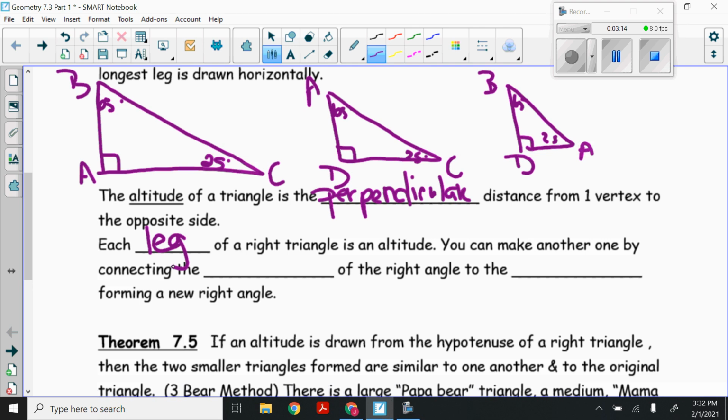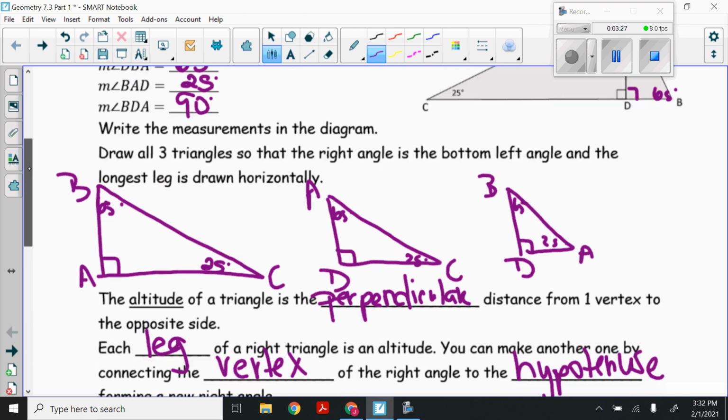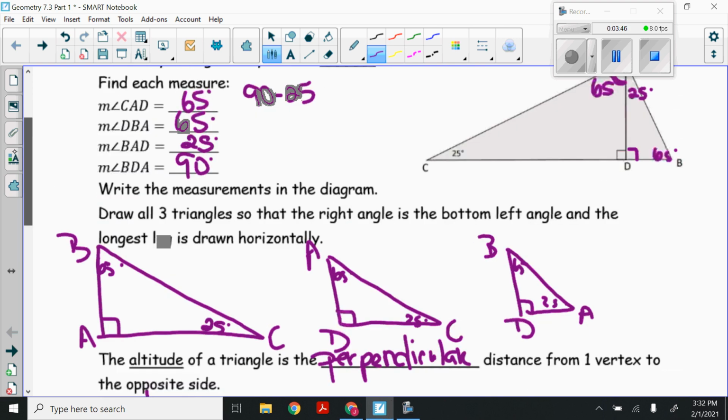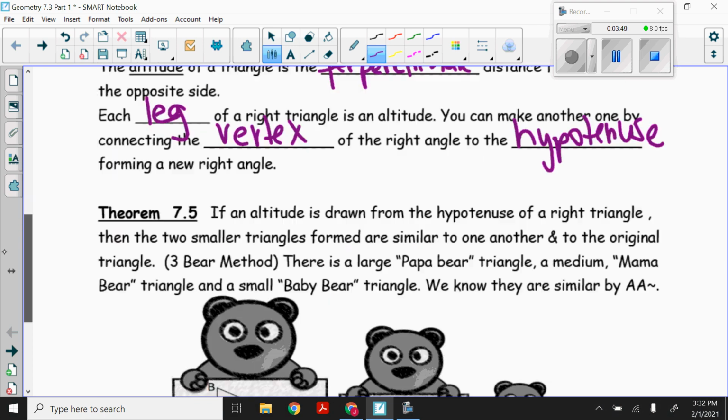You can make another one by connecting the vertex of the right angle to the hypotenuse, forming a new right angle. And that's what has been done up here. Okay, so we took our great big right triangle. We connected the vertex of the right angle, which was up here. We went down to the hypotenuse and created segment AD and made a new altitude. And that's how we ended up with 3 triangles up there.